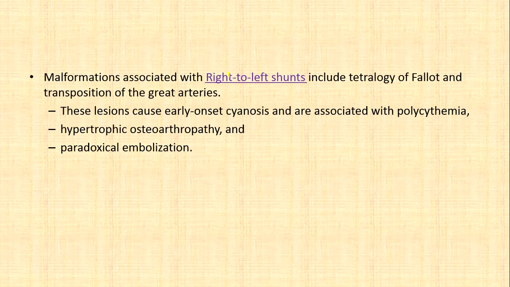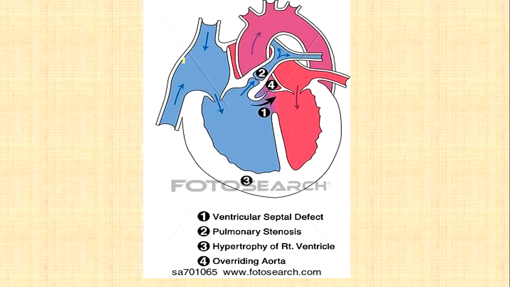Malformations associated with right to left shunts include tetralogy of Fallot and transposition of great arteries. These lesions cause early onset cyanosis, therefore they are also called cyanotic heart diseases, and are associated with polycythemia, hypertrophic osteoarthropathy, development of certain lesions in bones, and paradoxical embolization. This diagram shows you the four components of tetralogy of Fallot. There will be ventricular septal defect, then pulmonary stenosis, hypertrophy of the right ventricle, and overriding of aorta.